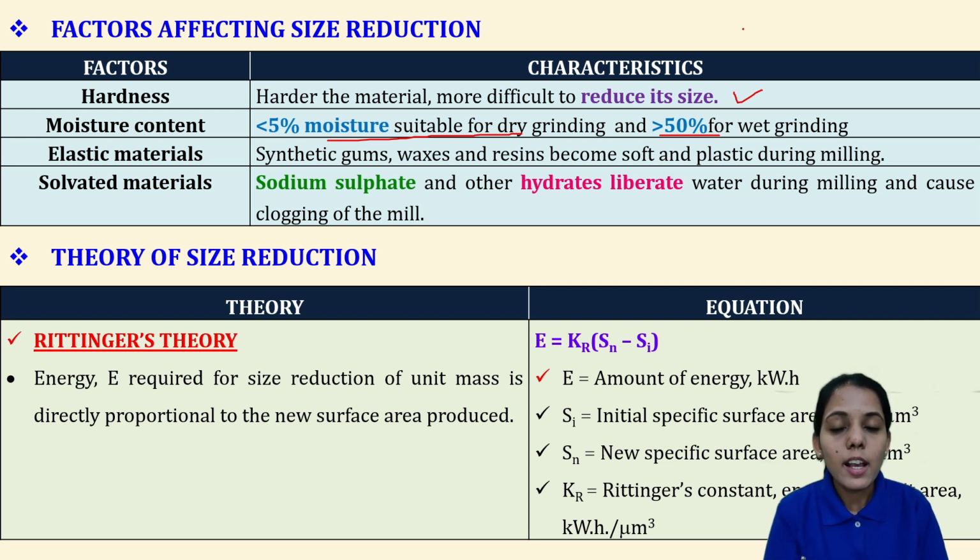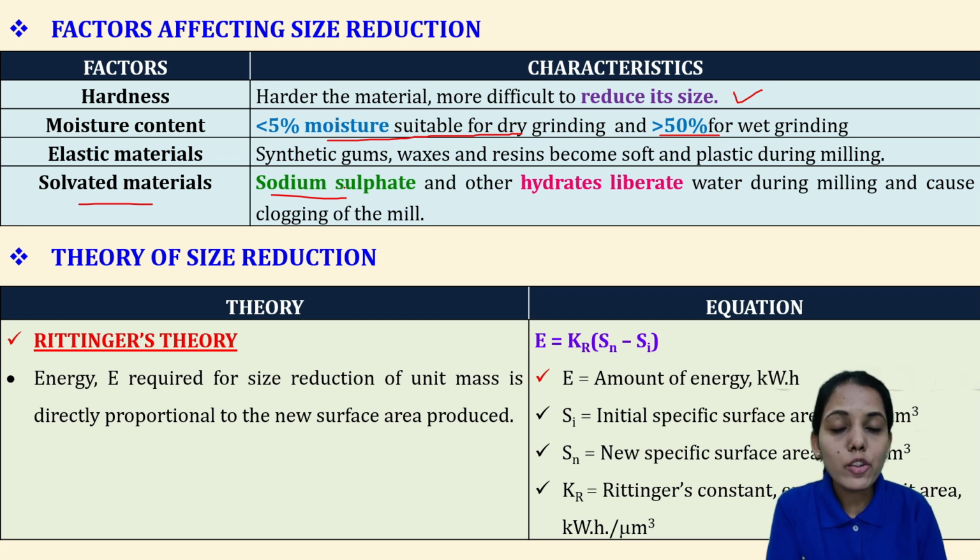Elastic materials. So synthetic gums, wax, resins become soft and plastic during milling. So whenever we try to do size reduction of these waxes and resins, they will convert from elastic material to plastic material. Solvated materials, so sodium sulfate and other hydrates liberate water during milling and cause clogging of the mill.